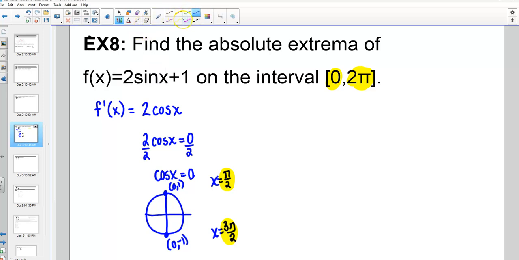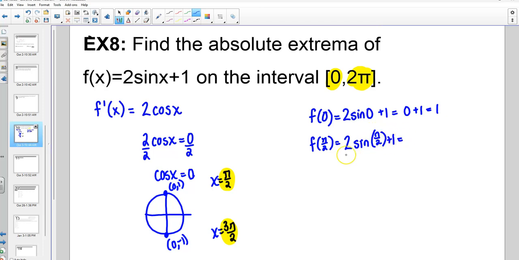So we are going to find f of 0. So that is 2 sine 0 plus 1. Sine of 0 is 0. And you'll just get 1 for that one. Then we got to do pi over 2. I like to do them in order. It really doesn't matter whether you do them in order or not. So we'll have 2 sine of pi over 2 plus 1. What is sine of pi over 2? 1. So we got 2 times 1 plus 1, which will give us 3. I bet that's the maximum.